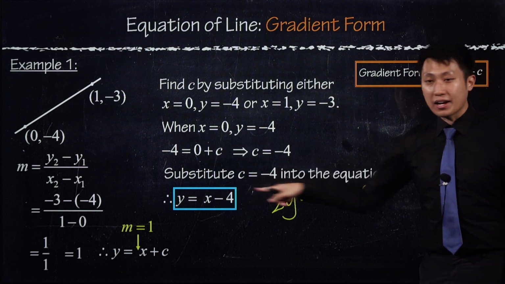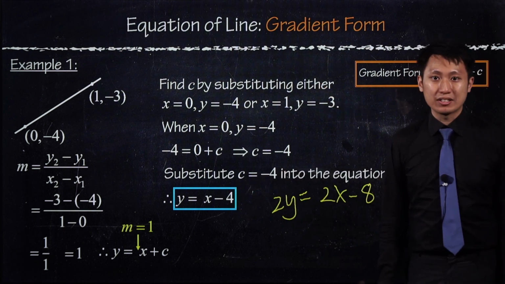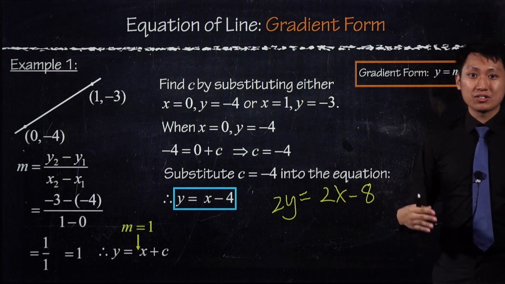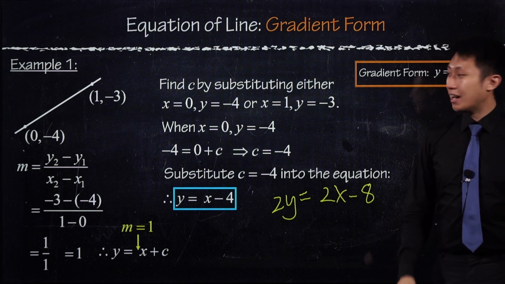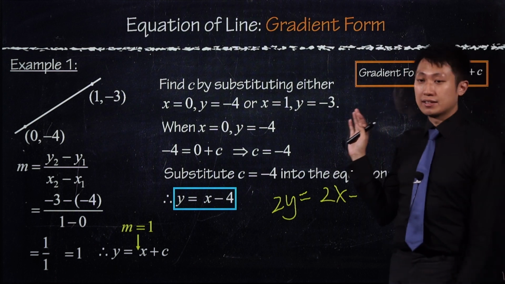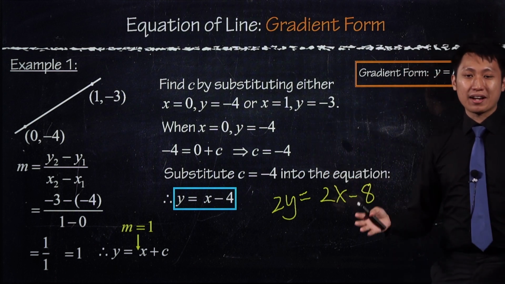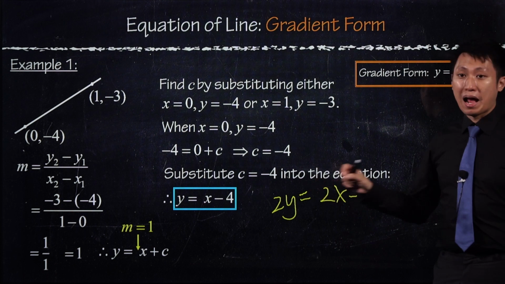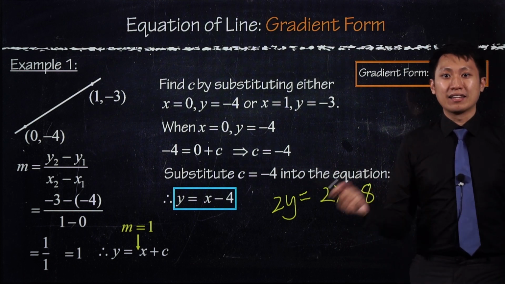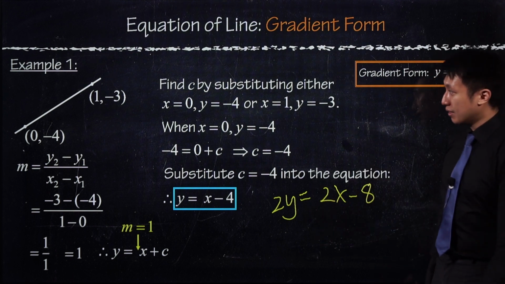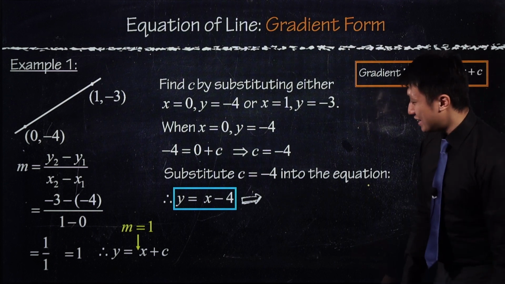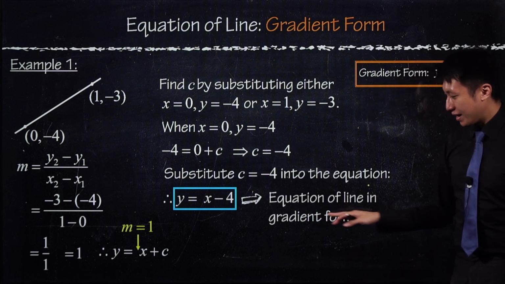So you can't use "the"; it's an equation of a line, of that line. So I always use "an", unless I'm just following the pattern or the format of the exam. I'm just pointing this out. Whenever you talk about an equation of a line, it's an equation of the line. I don't want to talk about English. So now I just write this down: equation of a line in gradient form.